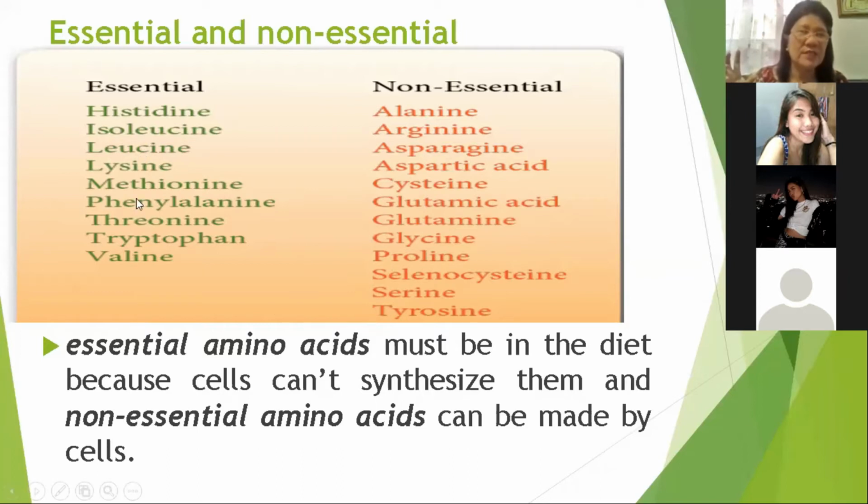Because these are 2, 4, 6, 8, 9. Remember, 9. These 9 are considered essential because they should be taken from our diet, because they could not be synthesized. The cell could not synthesize them in our body.